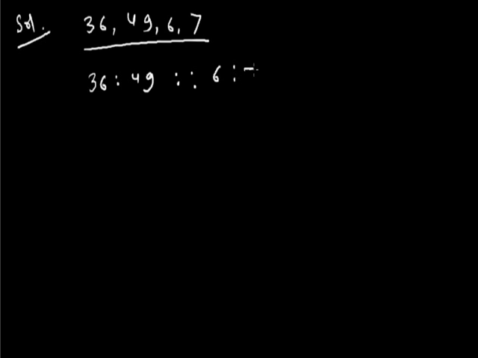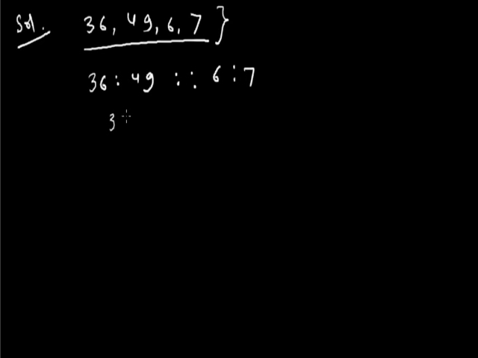Alright, if the numbers are given in this sequence, such as 36, 49, 6 and 7, then the proportionality of these numbers must be checked in the order. What I mean by that is 36 ratio 49 must be checked with the proportionality of the ratio 6:7. Now we can write 36, 49, 6, 7 to check whether they are in proportion or not, as 36 ratio 49 is proportional to 6 ratio 7.